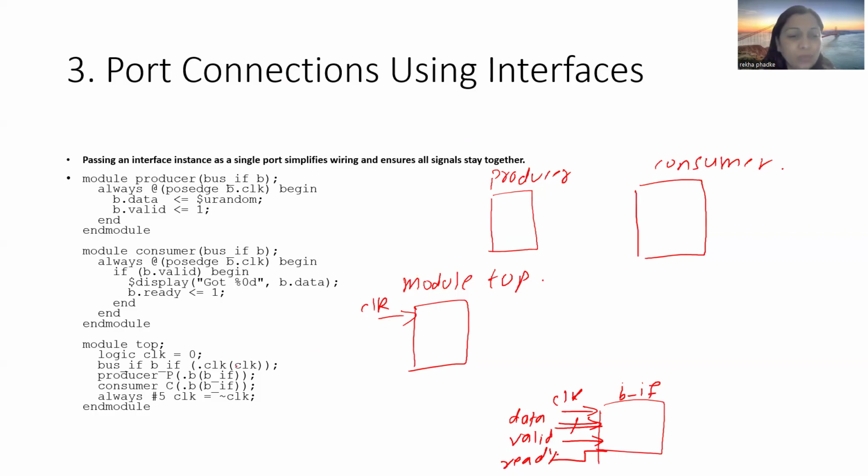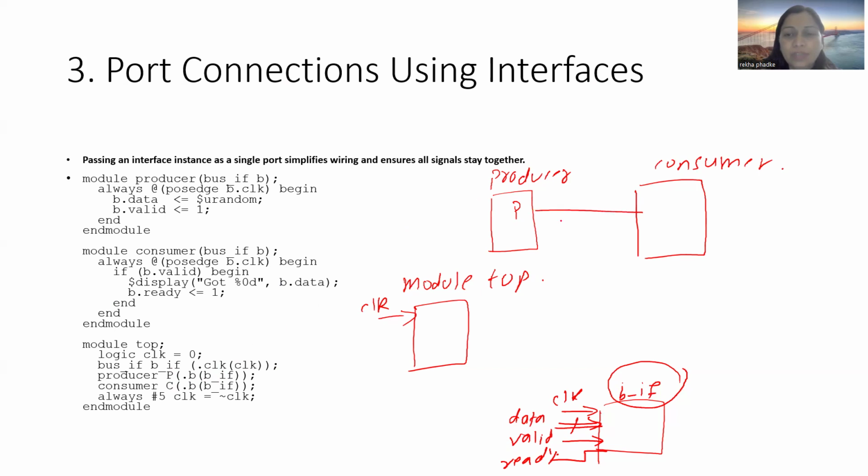It will first invoke the interface. So that's been invoked here. So when I say bus underscore if b underscore if, this instanced interface will be invoked. So it will have all these parameters inside it. Then I'll be invoking producer p with an instance name p. So I'm invoking p and I'm passing the bus as the parameter to it.